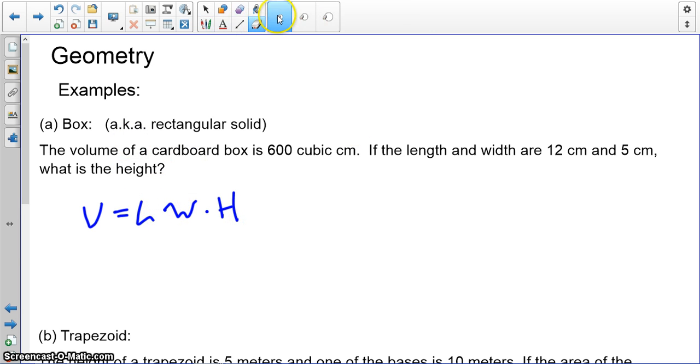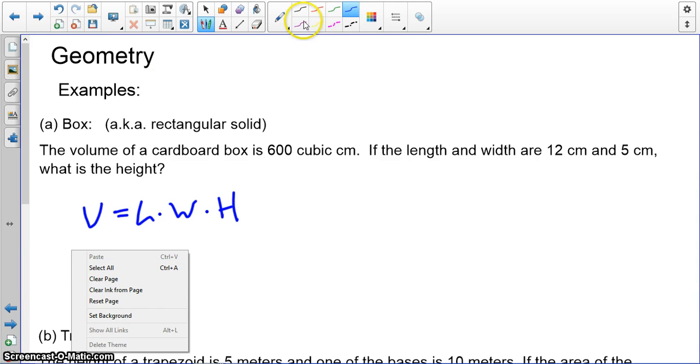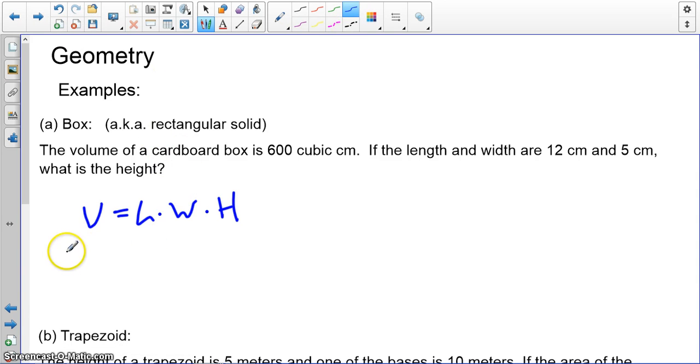So we just start writing down what we're told in the problem. We start replacing the letters with what they represent, replacing the unknowns with what we know they are. They're not really unknowns. So the volume of the cardboard box is 600 cubic centimeters. So that's V. So volume is 600. 600 equals. So the length and the width are 12 and 5. So it's 12 times 5.